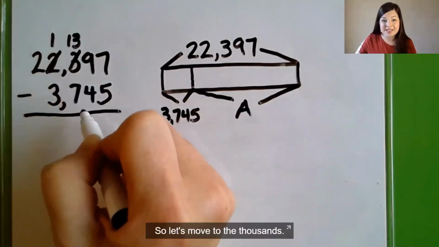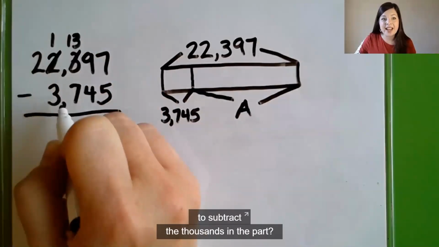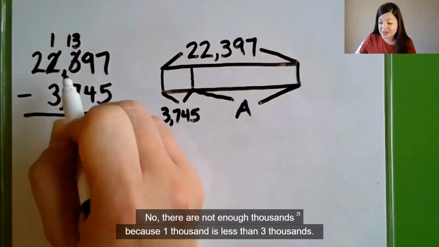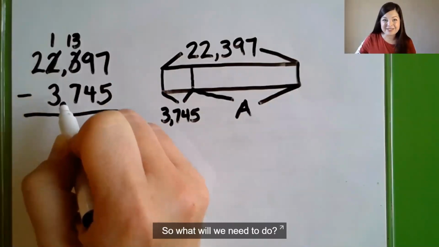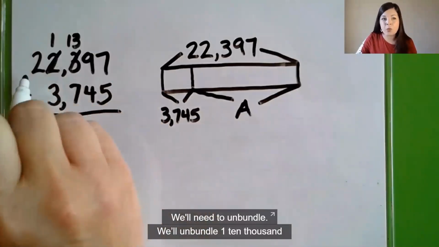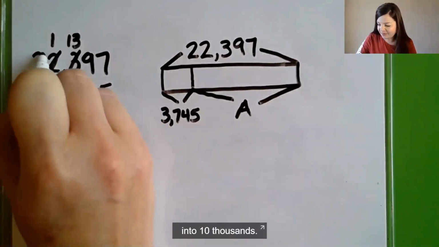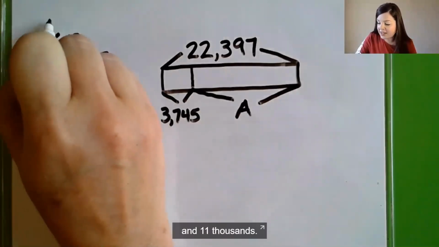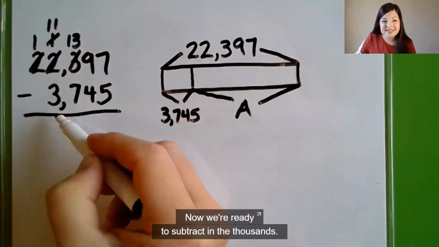So let's move to the thousands. Are there enough thousands in the whole to subtract the thousands in the part? No, there are not enough thousands because 1,000 is less than 3,000. So what will we need to do? We'll need to unbundle. We'll unbundle 1 10,000 into 10 thousands. That will give us 1 10,000 and 11 thousands. Now we're ready to subtract in the thousands.